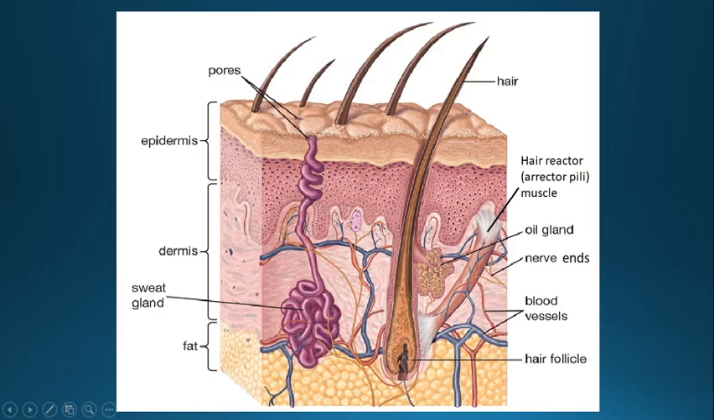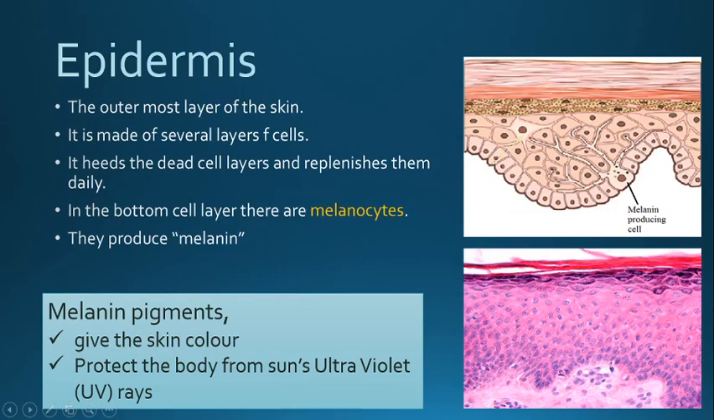Then there are many blood vessels, blood capillaries, and also nerve endings. Here you can see another coiled tube-like organ. It is the sweat gland, and this sweat gland opens to the skin surface by pores. Now let's discuss these skin layers one by one.